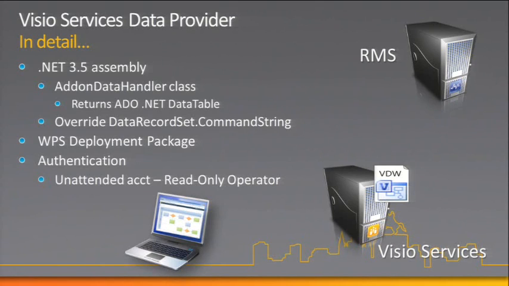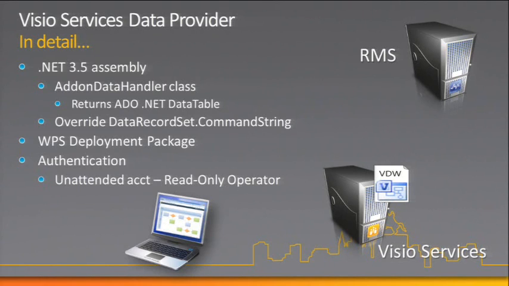If the command string was blank, it would assume that we don't have any data to refresh from. Our assembly, like I said, is very simple. There's an add-on data handler class that ships in the SDK. It has a single method that you implement that returns an ADO.NET data table, right? So as long as your code produces this data table that matches the schema that Visio Services is expecting, so the rows and columns that you have set up on the client side, you have to provide it with that same information on the server side when it comes back.